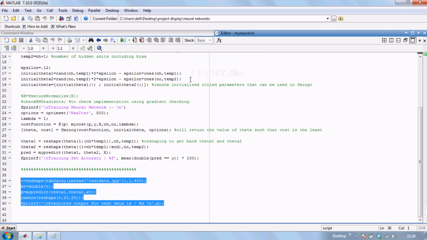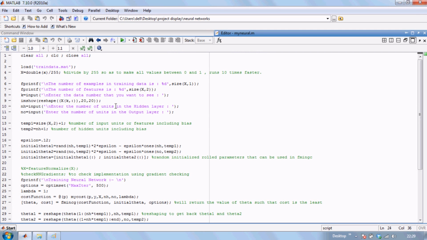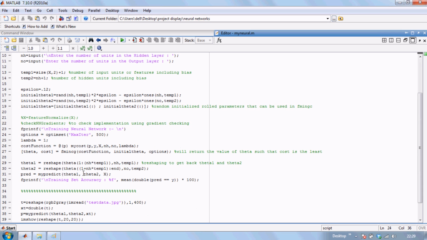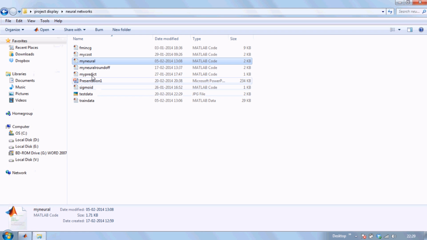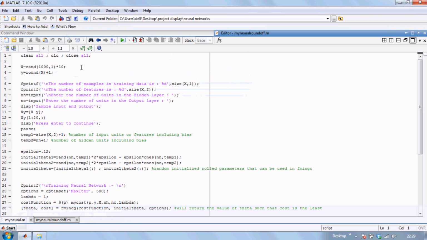This is a neural network that was trained based on images of digits from 0 to 9. I'll have the same code and I'll train the network on some other data. For example, if my input is just going to be decimal values from 0 to 9 and my output is going to be the rounded off value plus 1, I'll show you what I mean.